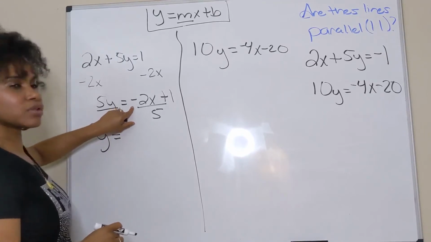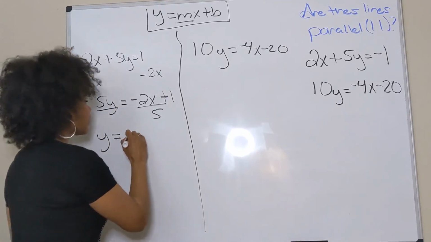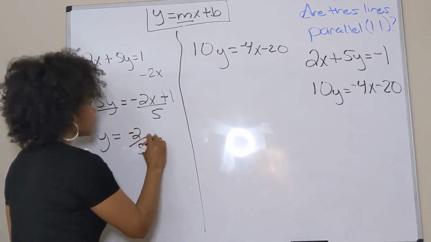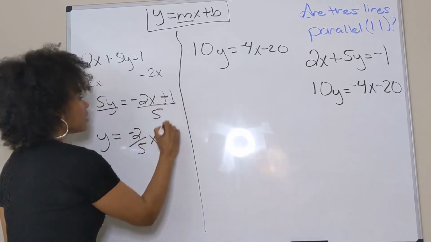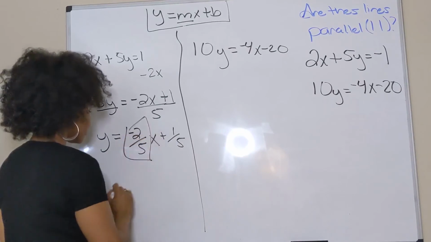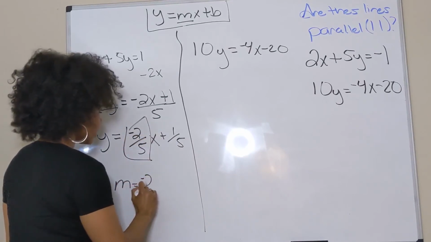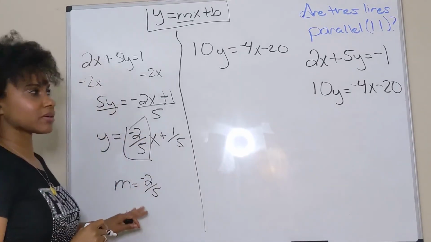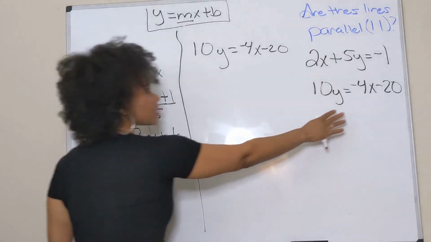I can't reduce negative 2 over 5, so I simply bring it down. So that's negative 2/5 x plus 1/5. So in this case, my slope is negative 2/5. All right. So now let's rewrite our second equation.